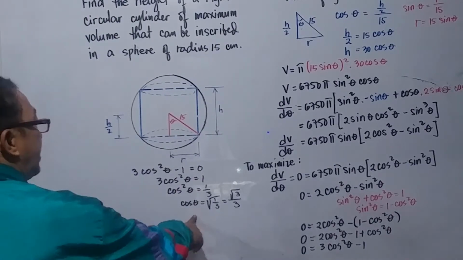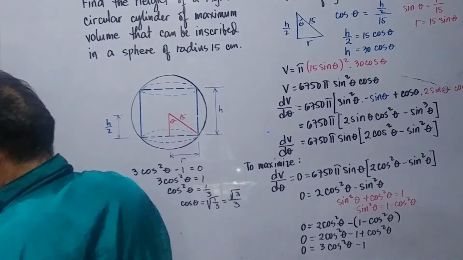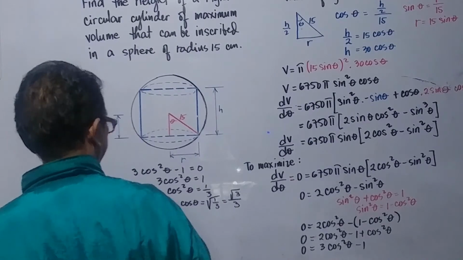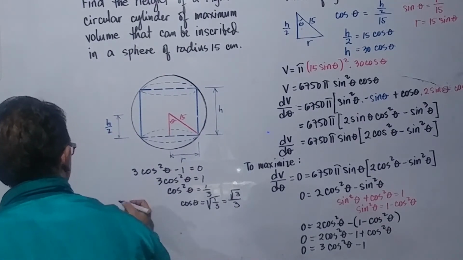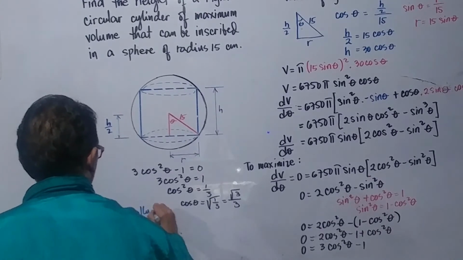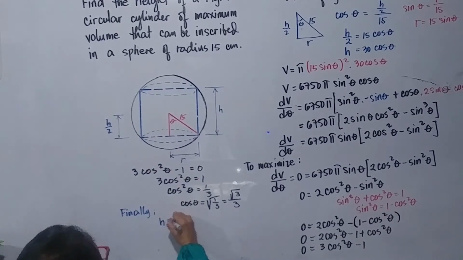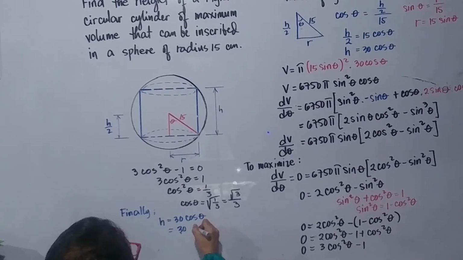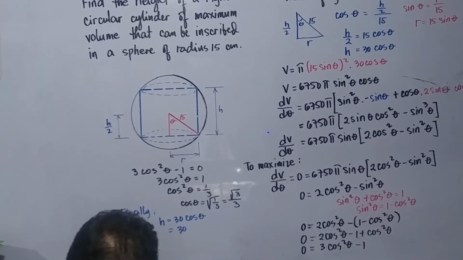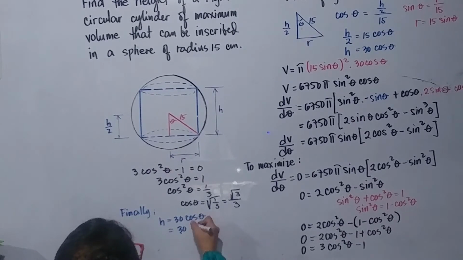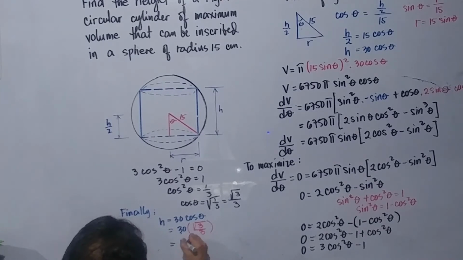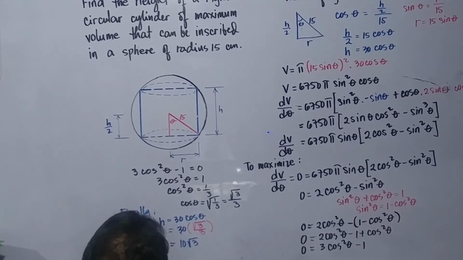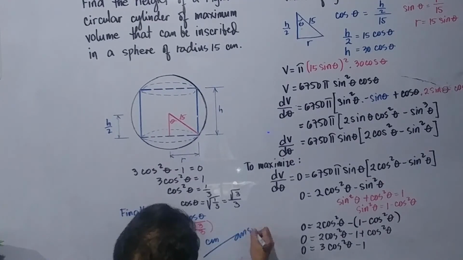So, we have now cosine theta. Substitute here, so finally, h equals 30 cosine theta, or we have 30 times square root of 3 over 3, since our cosine theta is square root of 3 over 3. Our h now is 10 square root of 3 centimeters. And this is our final answer.